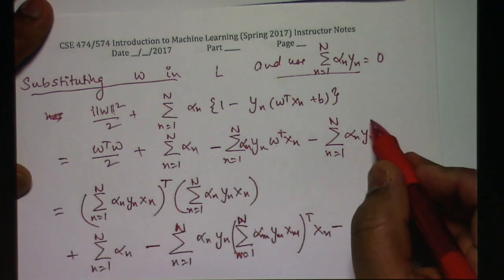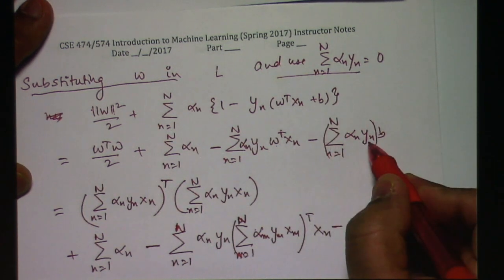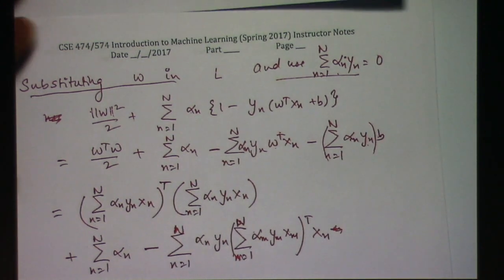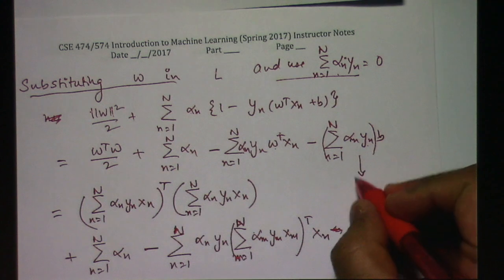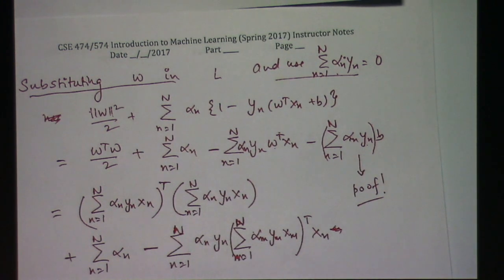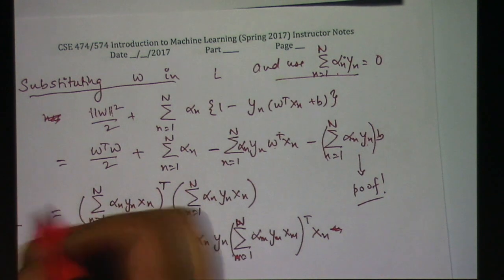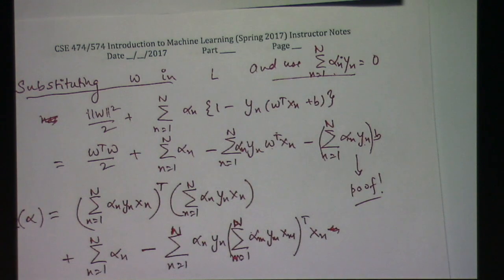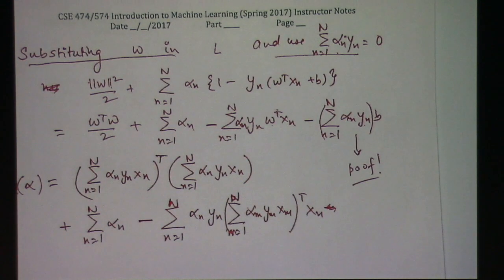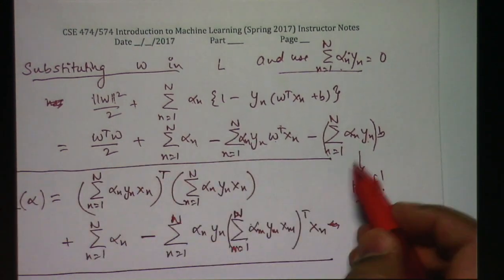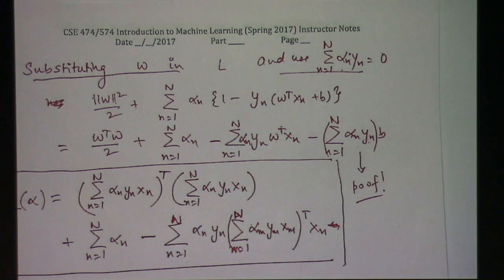Now, since b is constant, b can be put outside, and we know that this whole part is 0, which means that there's nothing. This will disappear. Poof, it goes away. So this new objective function, which is just a function of alphas, does not have b in it and does not have W in it, because we just substituted it. This is called our dual Lagrangian, which we need to maximize now. All right, any questions so far?